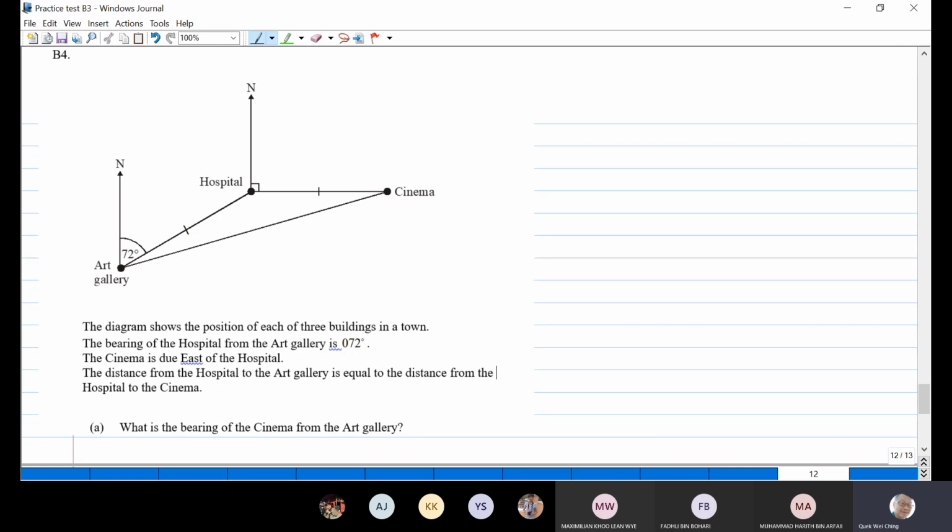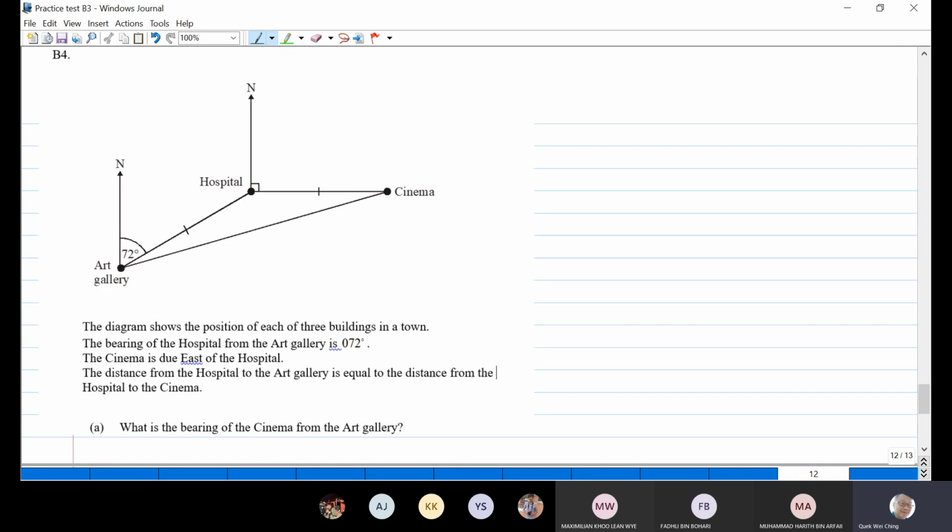The diagram shows you the position of three buildings in a town. The bearing of the hospital from the art gallery is 072 degrees. You can see from the diagram. Usually I will try to set the question so that you don't need to draw a triangle. They drew the triangle for you already, so you don't need to worry about how it looks.